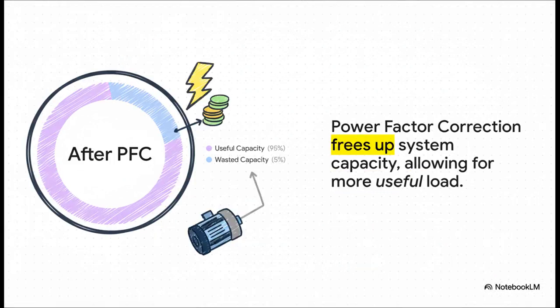But now, watch what happens after you implement power factor correction. Bam! That wasted capacity shrinks way down. The reactive power is now being handled locally, right where it's needed, so it's not jamming up your main electrical system anymore.